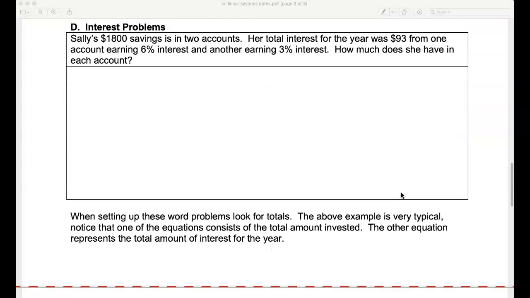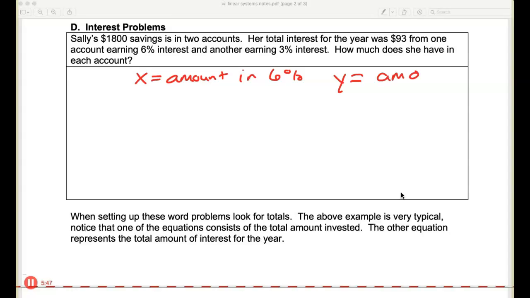All right, D, our interest problems. Sally has $1,800 in her two savings accounts. Her total interest for the year was $93 from one account earning 6% interest and another earning 3% interest. How much does she have in each account? So X represents our amount. Again, it makes it so much easier if you actually identify your variables so you can think about what you're doing. So this is our amount in, let's say, our 6%, and Y can be our amount in the 3%.